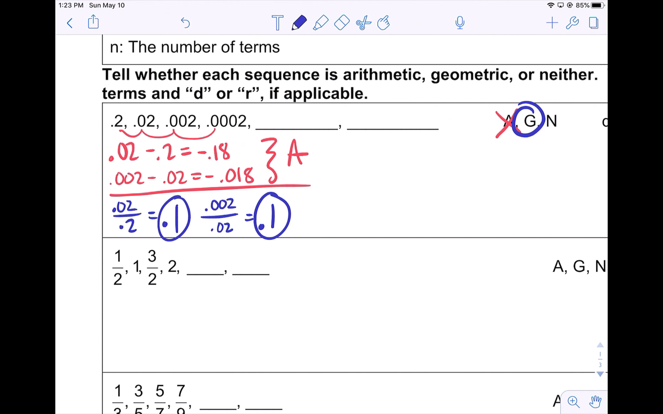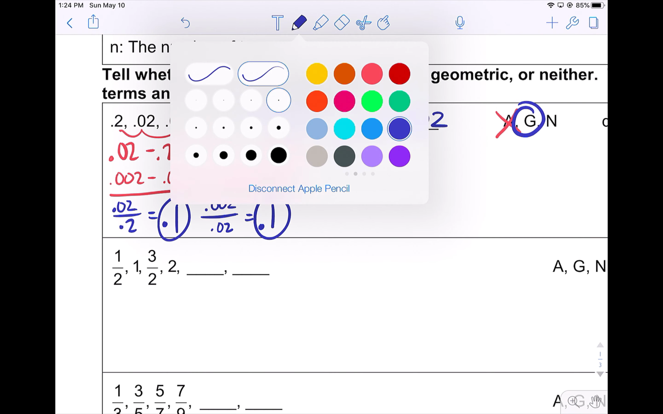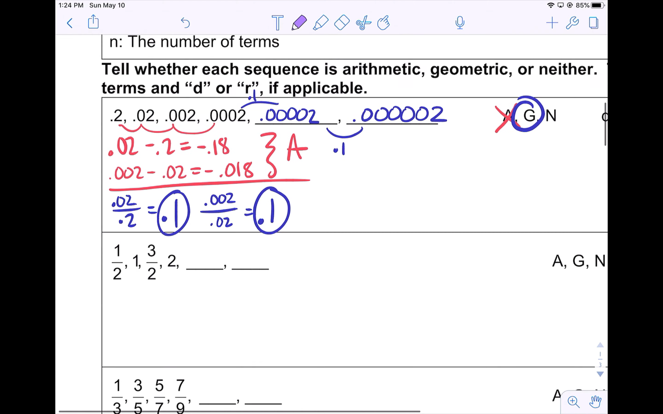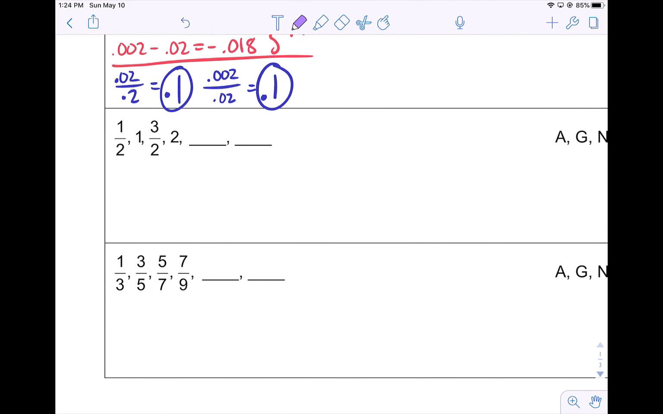So what I need to do to figure out the next two terms is to multiply this by 0.1, and I get 0.00002, and then multiply this by 0.1, and I get 0.0000002. So if you notice, this one we are not adding or subtracting something, but we are multiplying, and that number is getting smaller, but by the same ratio. So for the next problem, second term minus the first term, we have a change of 1/2.